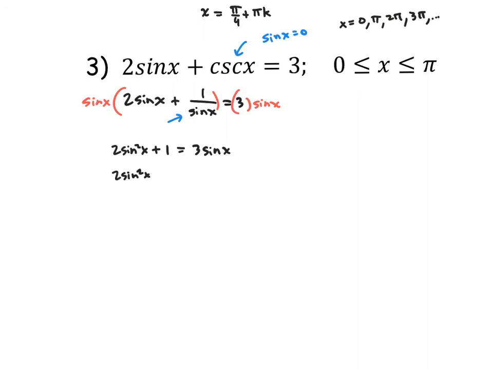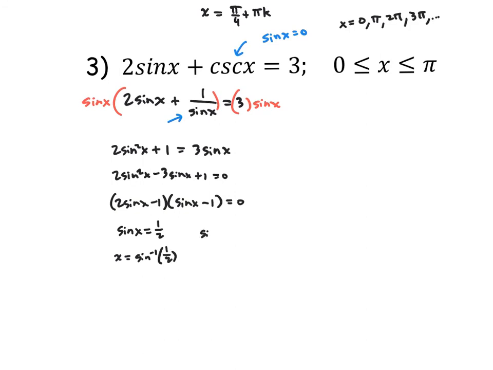So I'm going to work this through. 2 sine squared x minus 3 sine x plus 1 equals 0. Let's factor that. That'd be 2 sine x and sine x, and I'm going to go minus 1 and minus 1. Okay, so as I solve this, this tells me that sine x equals a half. That means x equals the inverse sine of 1/2. And then over here, this tells me that sine x equals 1, which means that x would equal the inverse sine of 1.